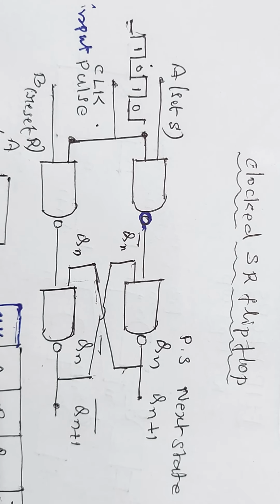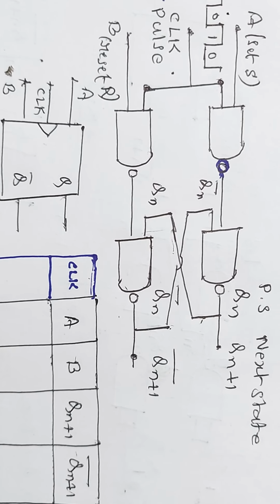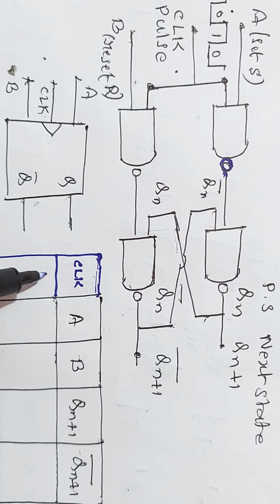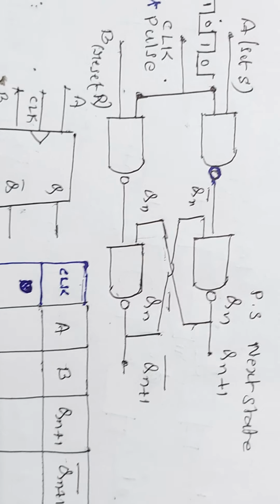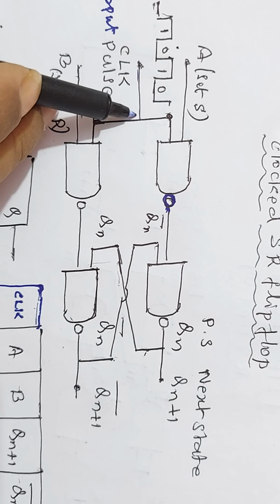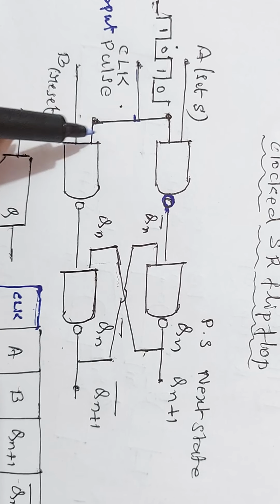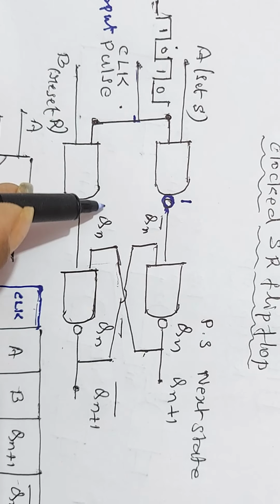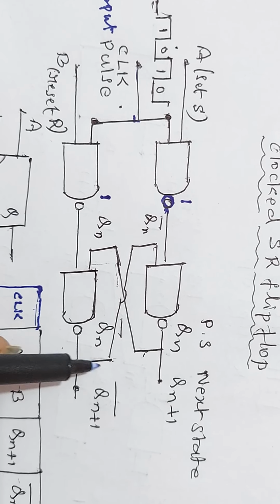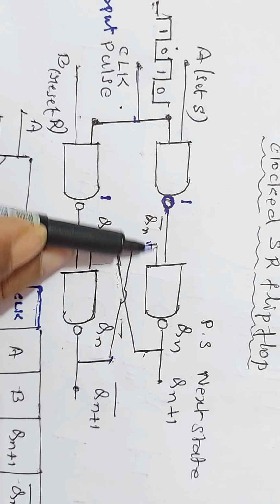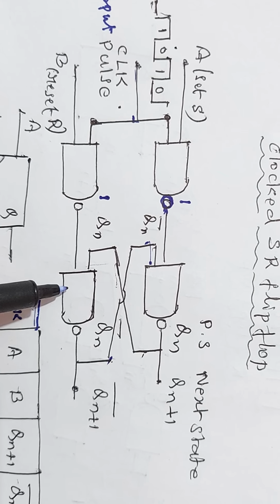First, I will consider the case when there is no clock pulse, that is, clock pulse is 0. So when the clock pulse is 0, this 0 is applied to both the NAND gates. We know that if any one of the inputs is 0, output is 1. This output is also 1. Then this output Qn bar is taken as the input for this gate, and this output Qn is taken as the input for this gate.